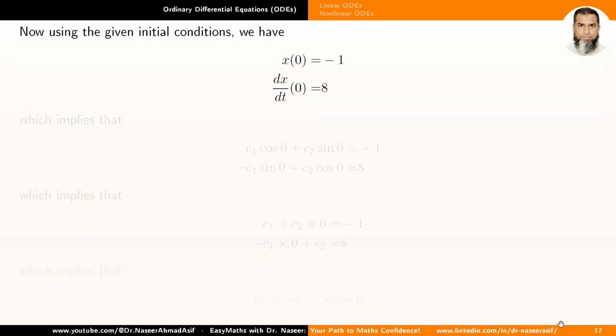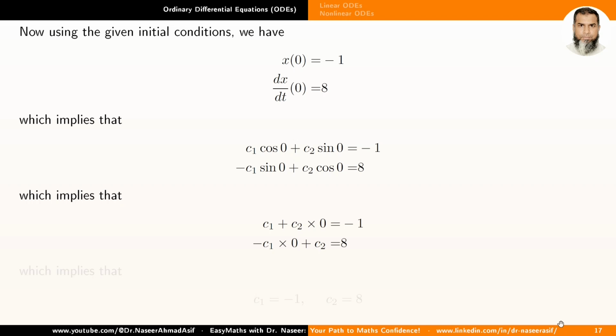Now using the given initial conditions x of 0 is equal to minus 1, dx/dt of 0 is equal to 8, we have c1 cosine 0 plus c2 sin 0 is equal to minus 1, minus c1 sin 0 plus c2 cosine 0 is equal to 8. So c1 plus c2 into 0 is equal to minus 1, minus c1 into 0 plus c2 is equal to 8. So c1 is equal to minus 1, c2 is equal to 8.